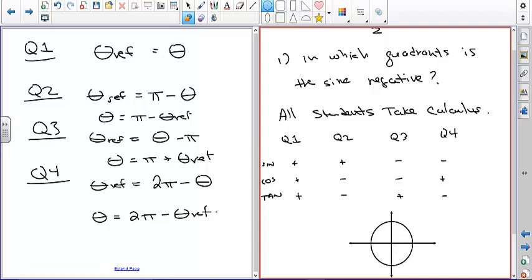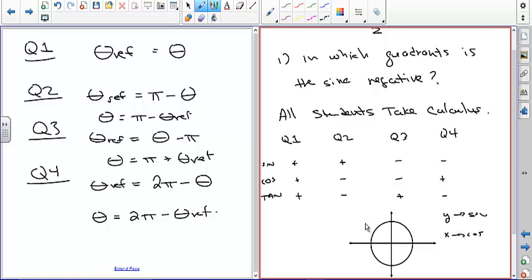Okay, so what I did was, what you remember is the y coordinate in the unit circle is the sine, and the x coordinate is the cosine. So in the first quadrant, y is positive and x is positive. And because these are both positive, the tangent's going to be positive. Okay, so that's how you would do the first quadrant.